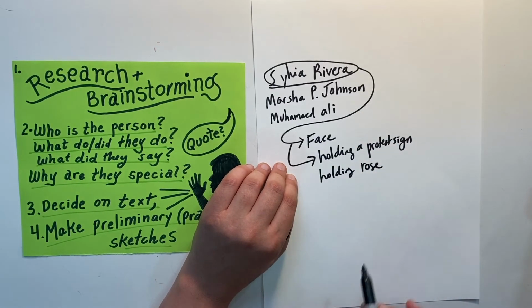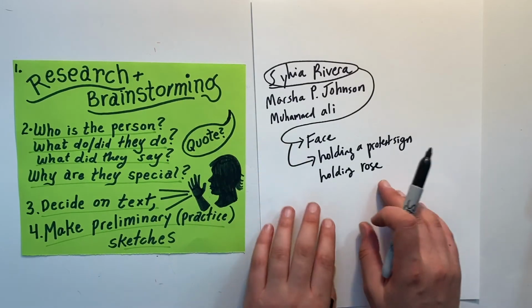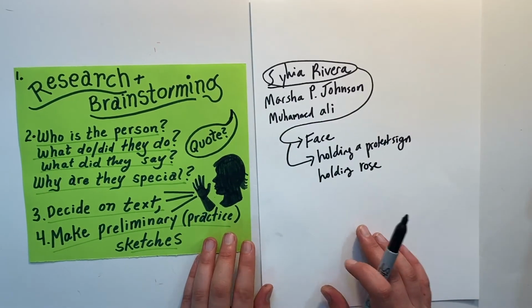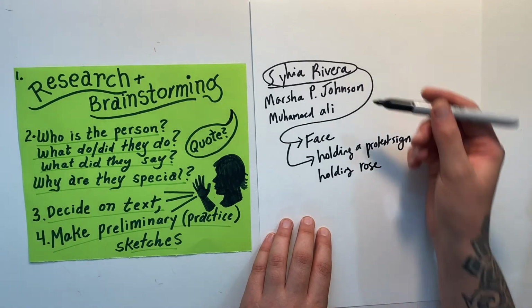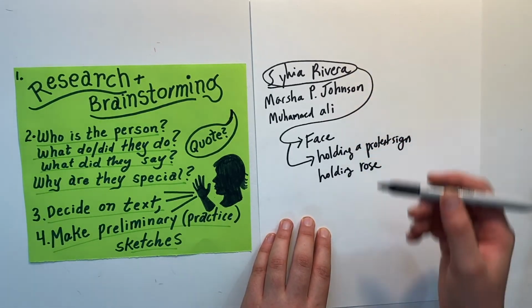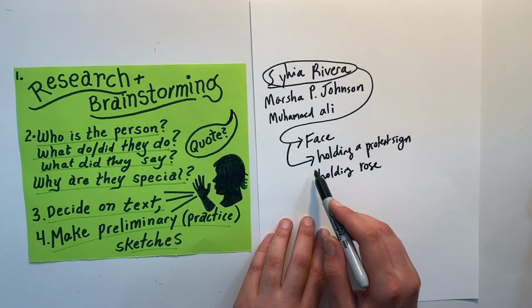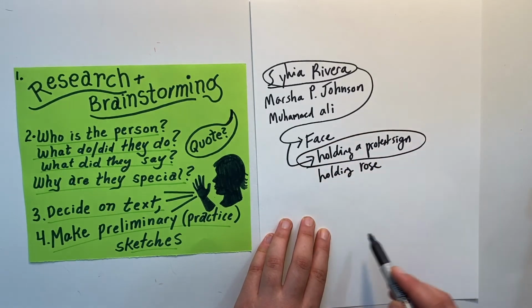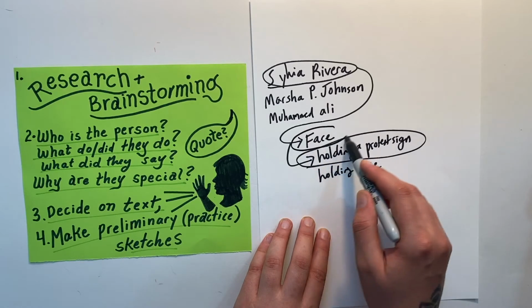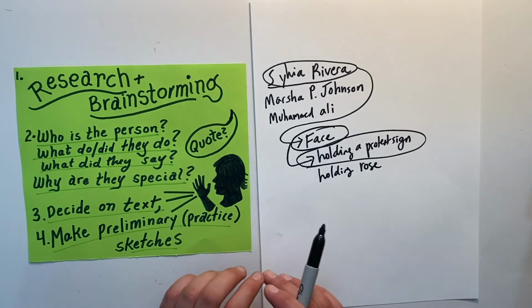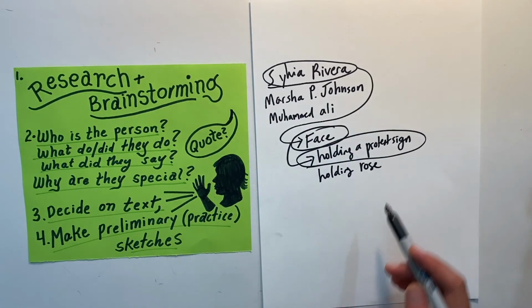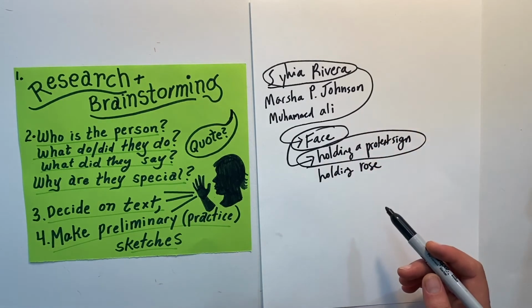And just making any list, even if I know I don't want to have her holding a rose, it's good to write it down. Like I said, even if you think the ideas when you're brainstorming might not be the one that you want to choose, just go ahead and write down as many ideas as you can, a really long list. And then you can go through and circle the ones that you like and the ones that you want to use.